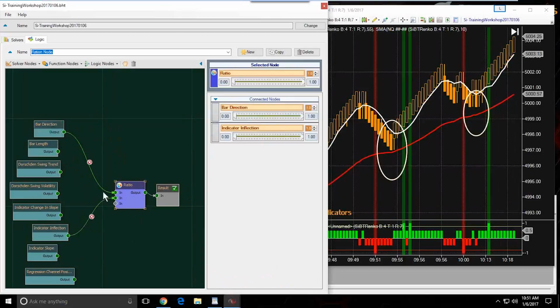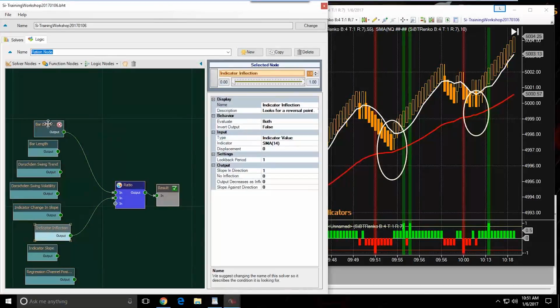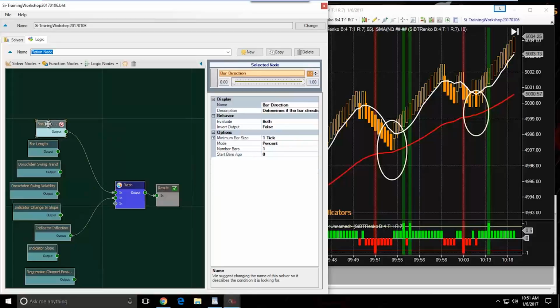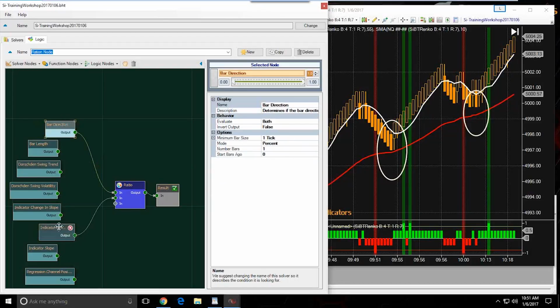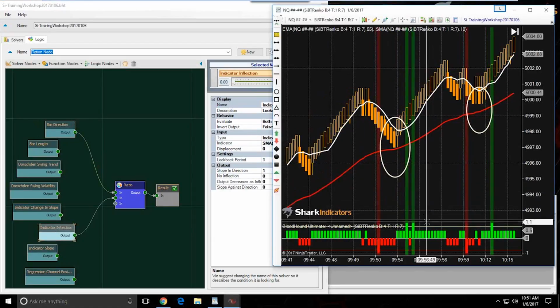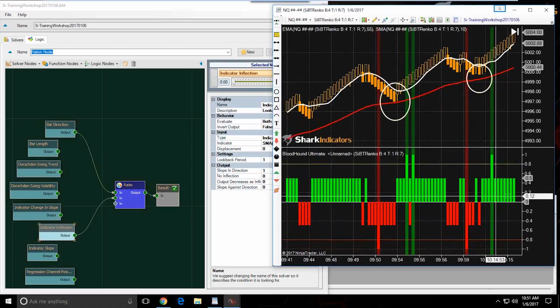So right now I only have 2 solvers, right? So each solver is worth a half, or 50%. If you take 100% and divide it by 2 solvers, you end up with 50% each. And if we take a look at BloodHound's output, you'll see the output's going from 0.5 to 1. It's either 0.5 or 1 because we're dealing with 2 solvers.